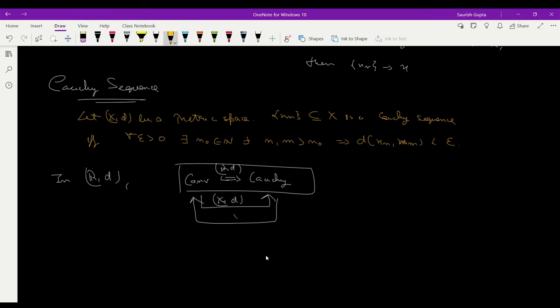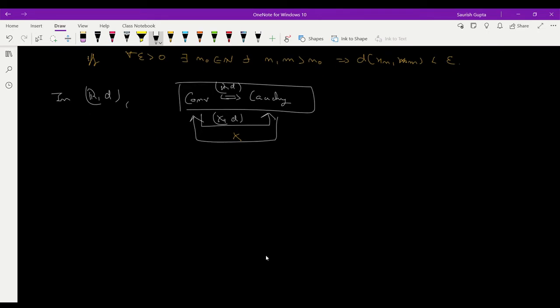If every Cauchy sequence becomes a converging sequence, then we call that metric space a complete metric space. That's a different topic as a whole. If every Cauchy sequence in a metric space is a convergent sequence, then we call that metric space a complete metric space. While in any arbitrary metric space, convergent sequences are always Cauchy, and that's a very simple proof. So I'm writing it as a theorem.